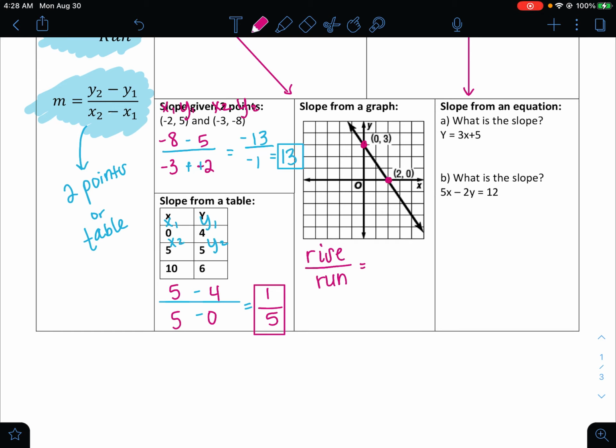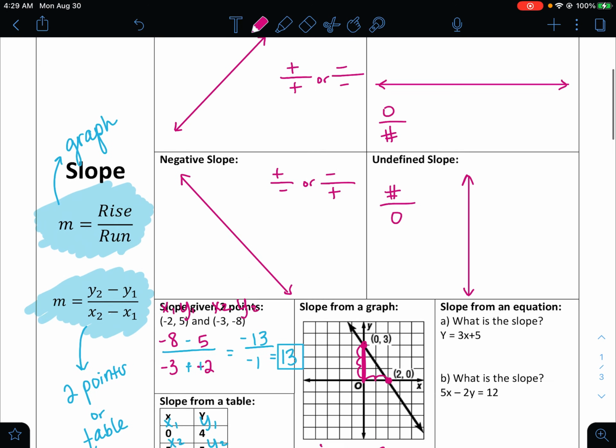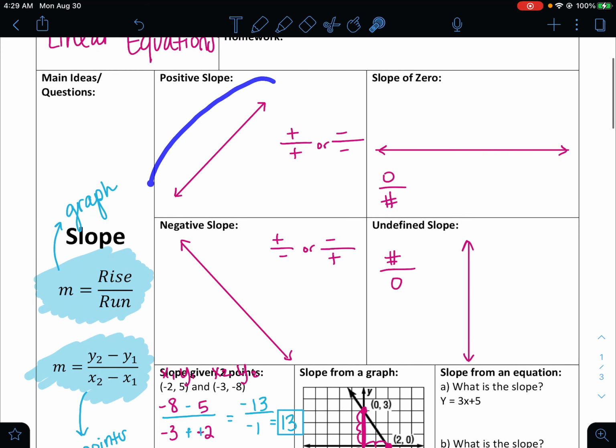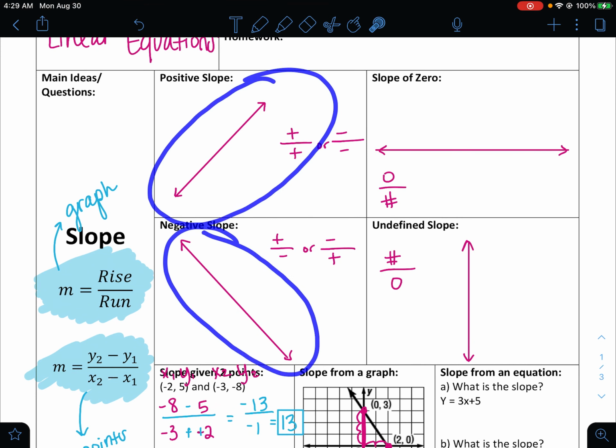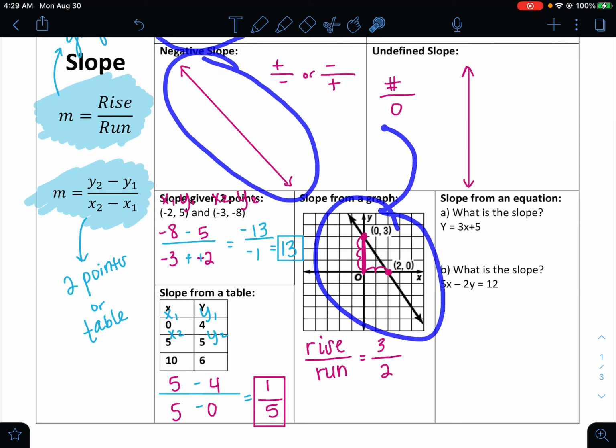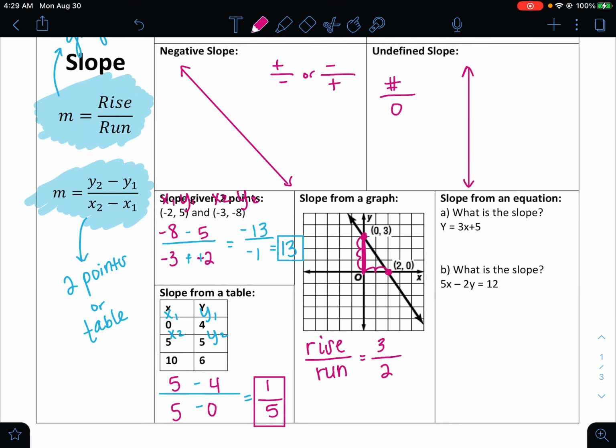We have a point here and here that we can use. So the rise is literally going to be like the vertical. So that would be 1, 2, 3. So 3 for rise. The run is the horizontal. 1, 2, 2. Now, if you need to know if it's positive or negative, I suggest that you just look at the line and then compare it to the positive slope and the negative slope. So hopefully it's very obvious that this is a negative slope, which means that this is going to be negative 3 over 2.